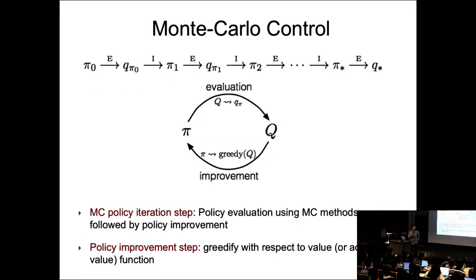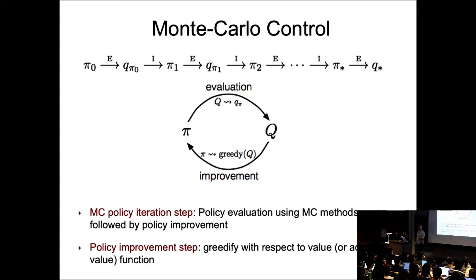And now you can do something similar to what we've done in the last class, right? You're first doing the policy iteration step, which is the policy evaluation. Given the current policy, you evaluate your policy using Monte Carlo methods, so you compute the values of the states. Then there's a policy improvement step, which is greedified with respect to the value or action value function, right? So it's exactly the same strategies we've seen before.